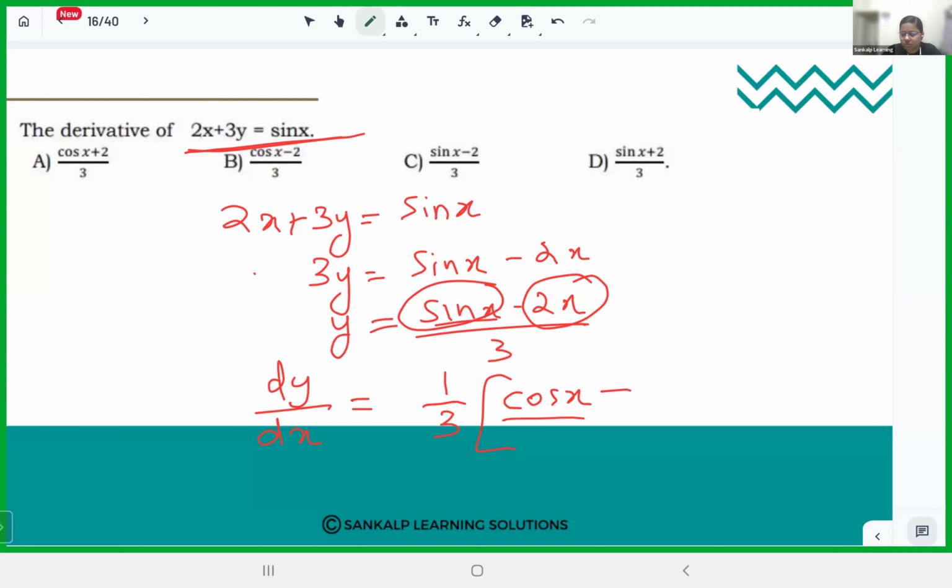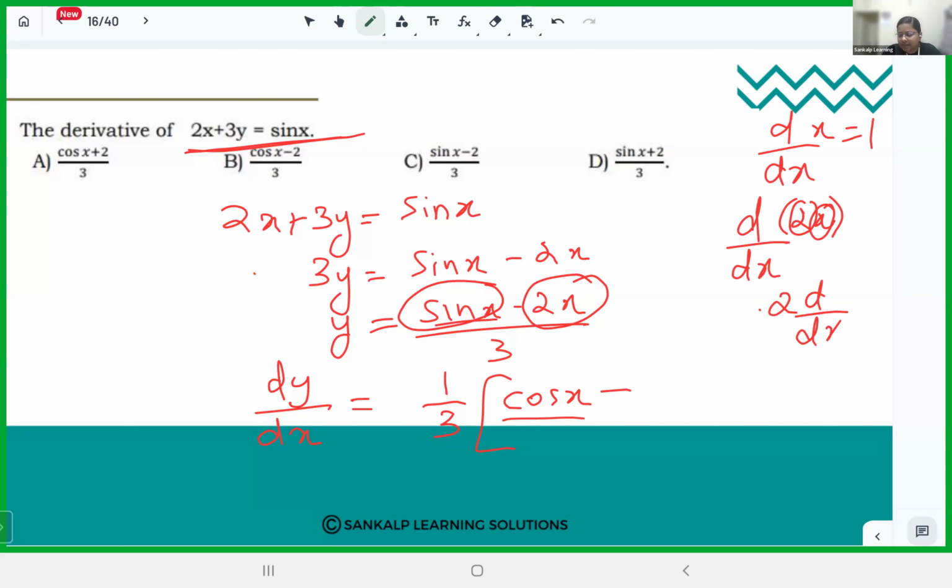And what is the derivative of minus 2x? d by dx of 2x: 2 is a constant and the derivative of x with respect to x is 1, so you can take the constant outside. d by dx of x is 1, so 2 into 1 is equal to 2. So the derivative is 2. So what is the value here? It is (cos x minus 2) by 3. So the answer is option B, (cos x minus 2) by 3.